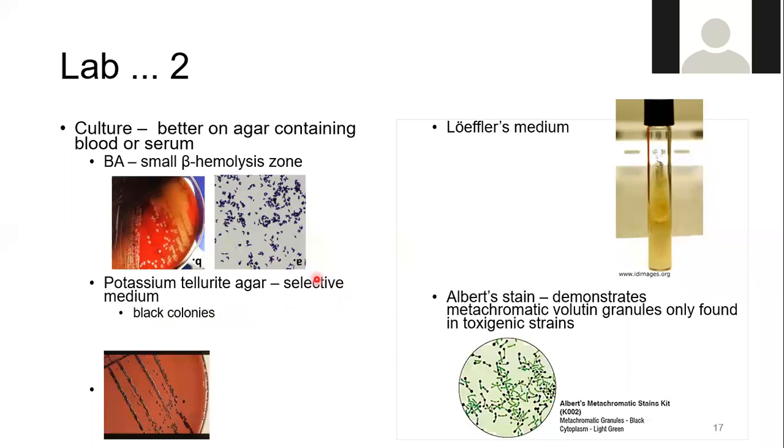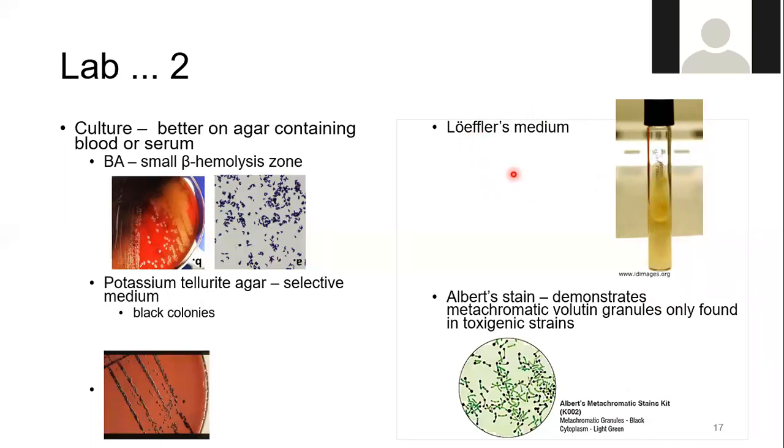On the selective media, which is the potassium tellurite agar, they form black colonies. And if you see black colonies in the lab, that would most likely be Corynebacterium. I don't think we have any other black colonies anywhere. So you remember I've mentioned Loeffler as being the person who was first able to culture it. That's the Loeffler's media, and these are the colonies.